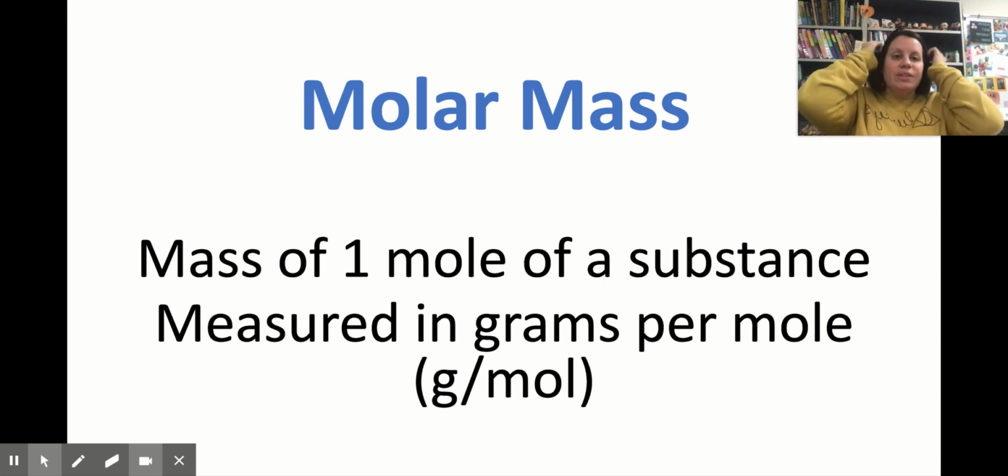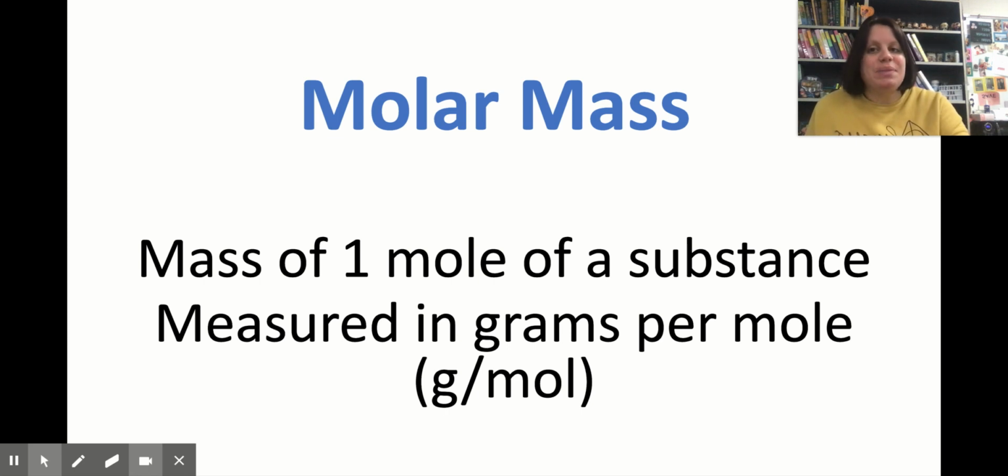So 1 mole of a substance will have a set molar mass, and every substance has its own unique molar mass. So you'll probably want your periodic table handy. I'll give you a little snapshot of the periodic table on the next slides, but you'll want your periodic table handy for sure.